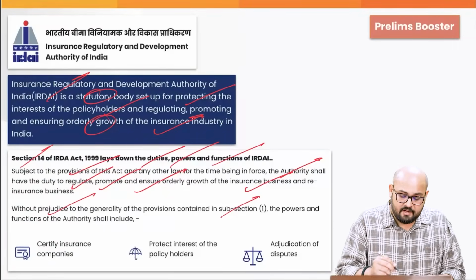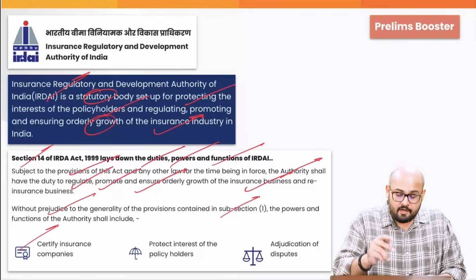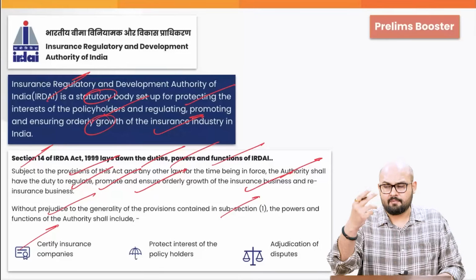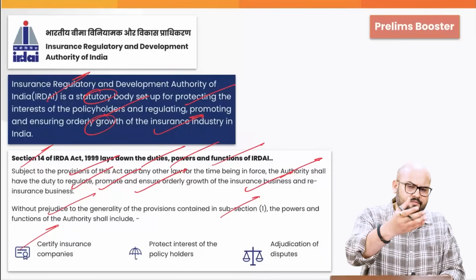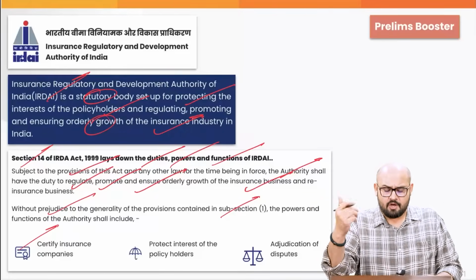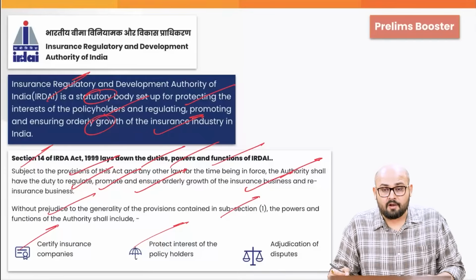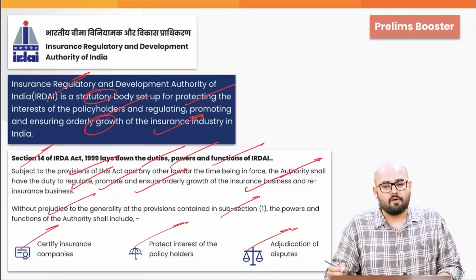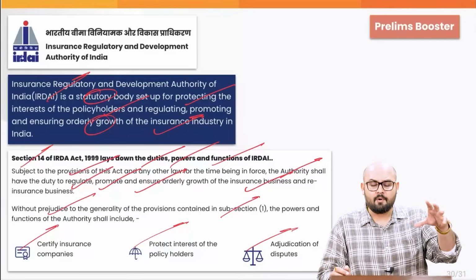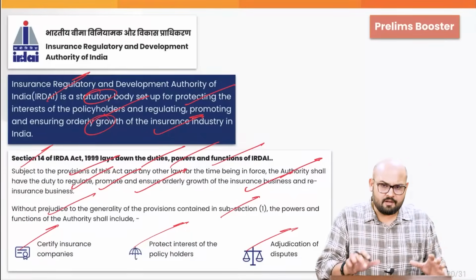The powers and functions of the authority shall include, first, to certify the insurance companies. For example, we have different insurance companies. We have the general insurance, we have the health insurance companies. Protect the interests of the policyholders, adjudication of the disputes. So this is again a statutory body and again a regulatory body for the insurance setup.